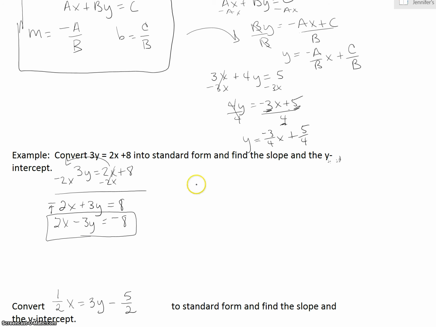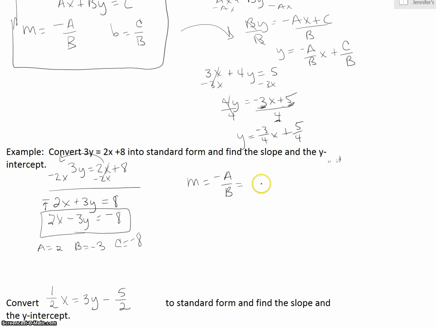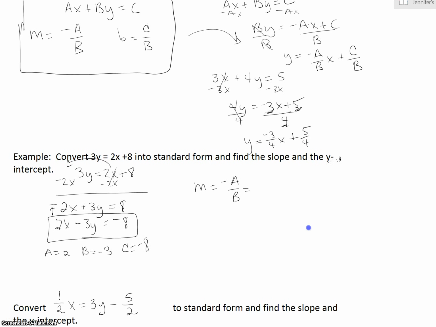So let's find the slope. The formula for slope is negative a over b. And if you look at our standard form, our a value is 2 right there. Our b value is negative 3. Our c value is negative 8. So we can just plug these in. So negative a is going to be negative 2.